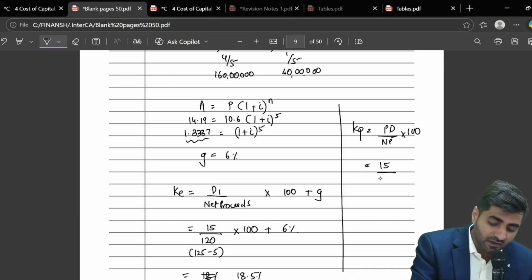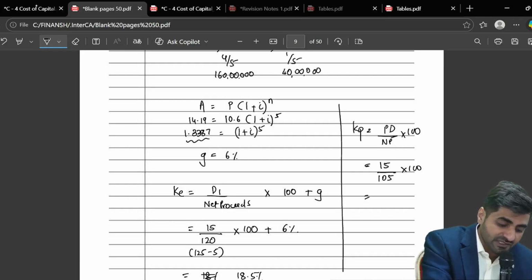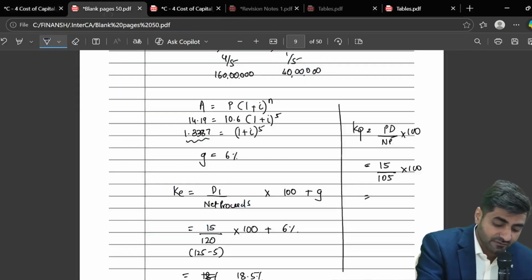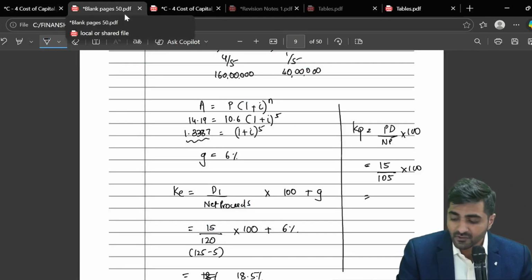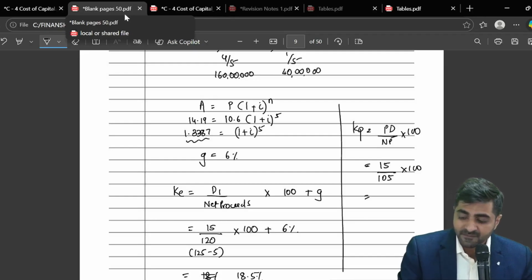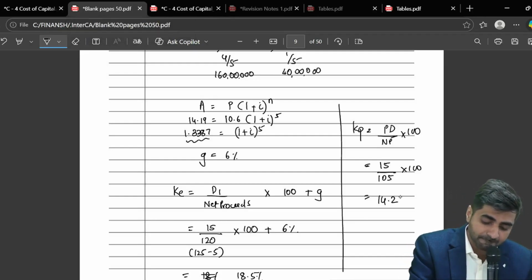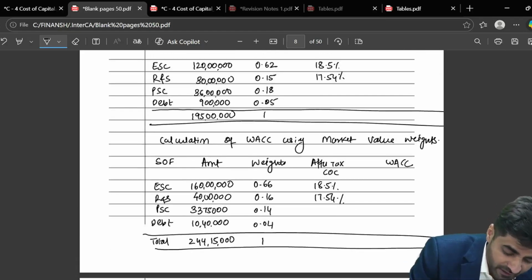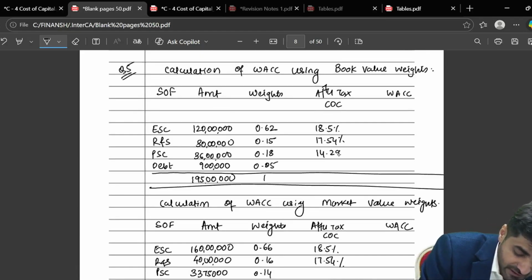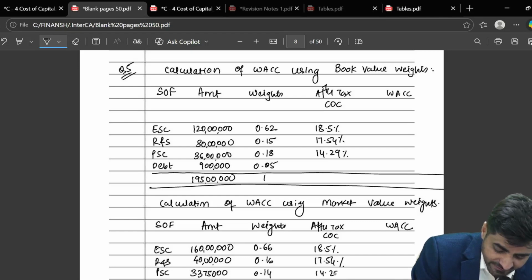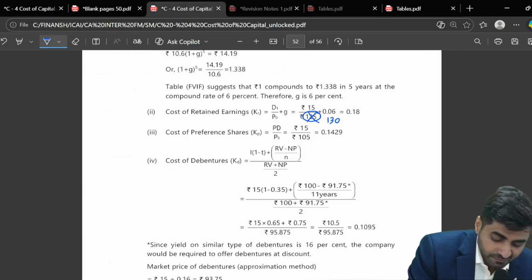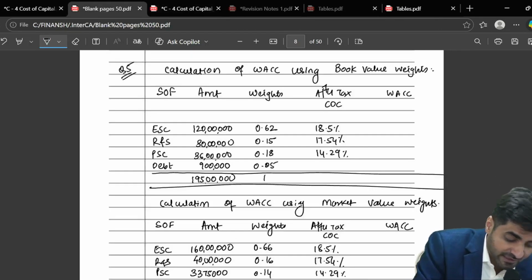What is the net proceeds? 105. It is given in the question. So give me this. It is 14.29%. Can I now substitute my KP, which is 14.29%? Do you guys get this? 14.29. Now what's the last thing?